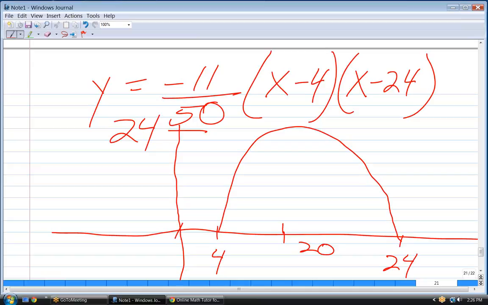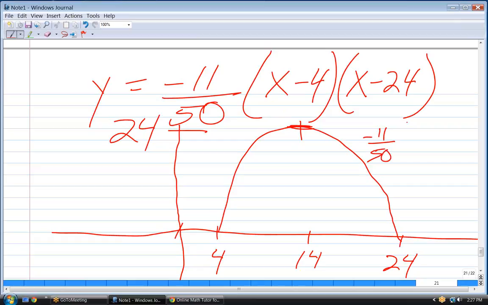Notice that the halfway point here is not 20, it's 14, right? Yes. So when x equals 14, y is going to equal this point right here, hopefully 24, if we've done everything right. Well, let's substitute 14 for x and see if that's the case.